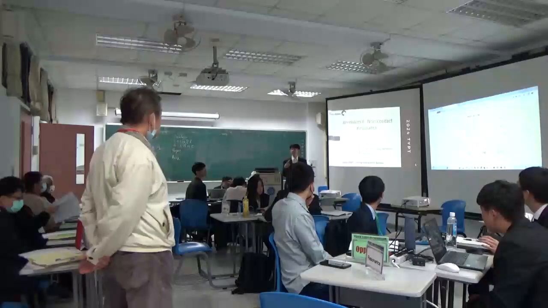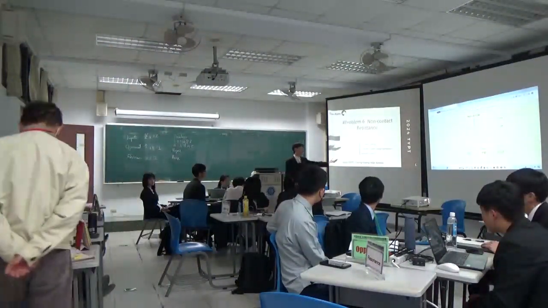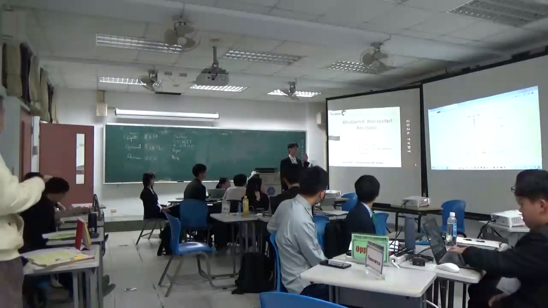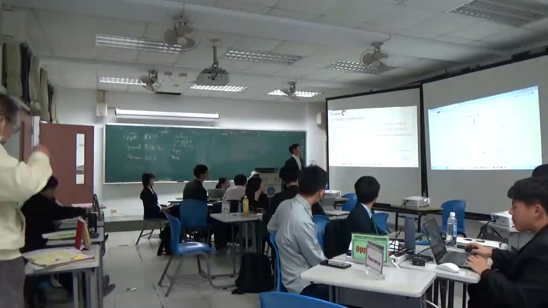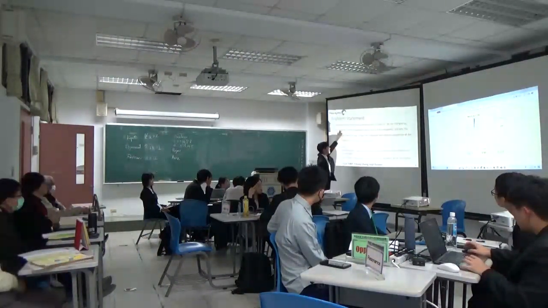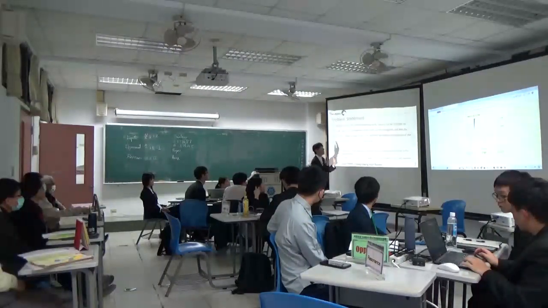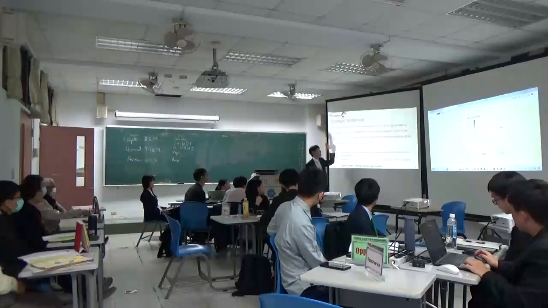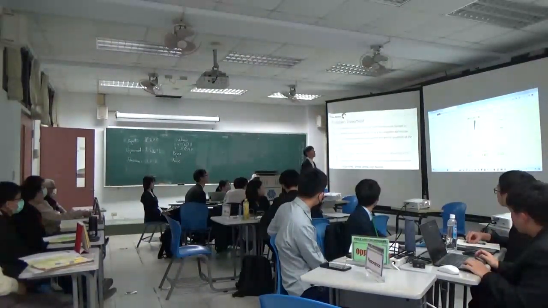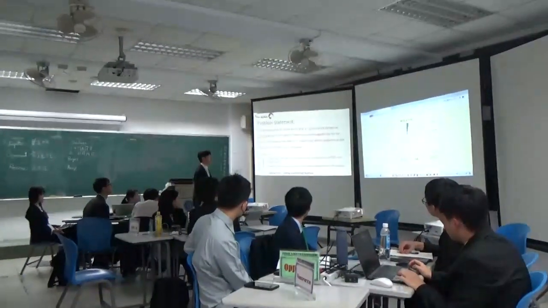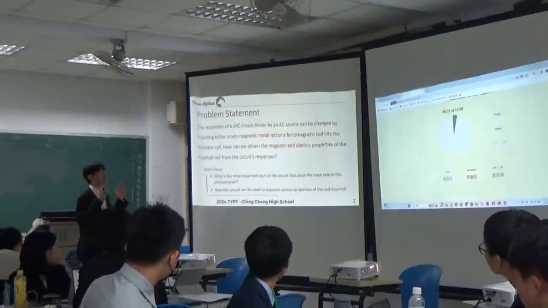Honorable juries and fellow competitors, I am a reporter from Team Harvard from Jinshan High School. Today I'm going to present problem number 6, non-contact resistance. Here's the problem statement, which requires us to investigate responses from RLC circuits driven by an AC source. The response will be changed by a non-magnetic metal rod or a ferromagnetic rod inserted into an inductor coil. And how can we obtain the magnetic and electric properties from the responses? So this is the main point.